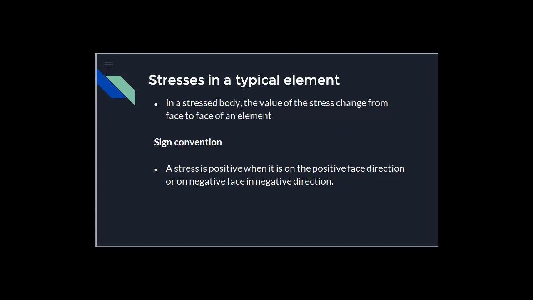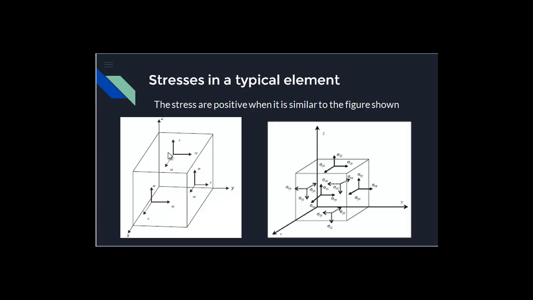Imagine the stresses are acting on every face of the cube, and this figure shows the positive stresses when it is similar to this type of arrangement. You can see sigma x, sigma xy, sigma zx. The subscript zx represents the zx plane, or xy represents the xy plane. All these stresses are positive because they are facing the positive direction of the axis. Similarly, if it is facing the opposite direction, which is termed the negative face, the stresses will be negative, similar to the assumption that when the load is pointing downward it is negative and when the load is pointing upward it is positive.